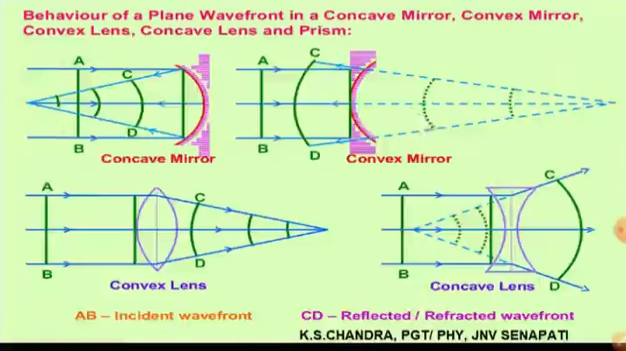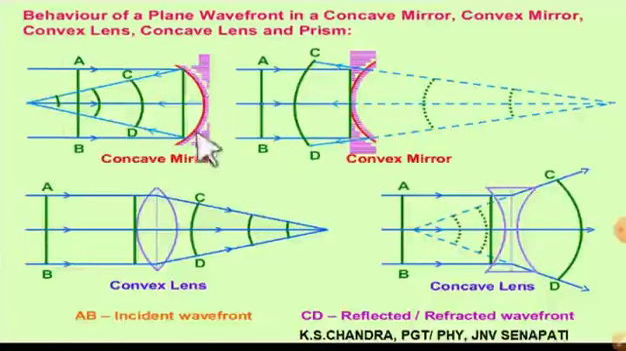Now let's see some behavior of a plane wavefront in a concave mirror, convex mirror, convex lens, concave lens, and prism. Here I will not show you the prism; the prism will be shown in the next slide. Now let's see how the wavefront changes from one nature to another when it is reflected and when it is refracted.